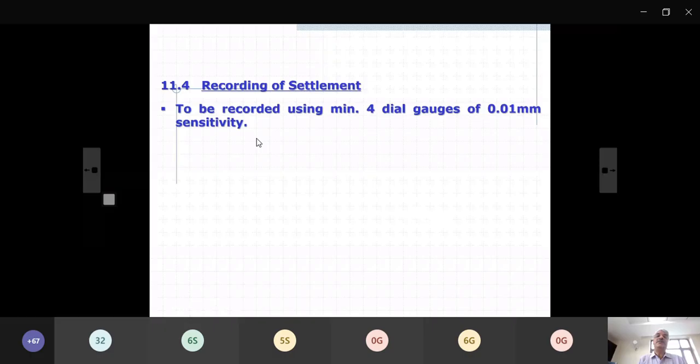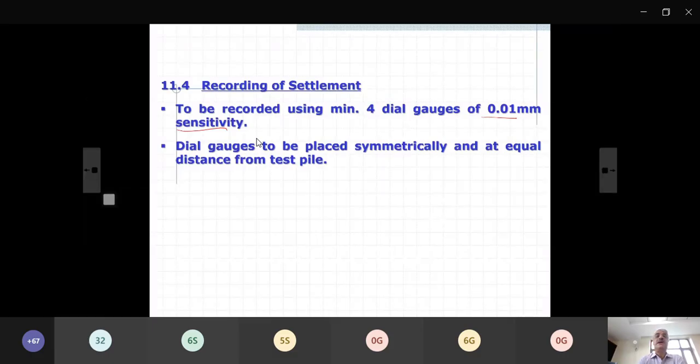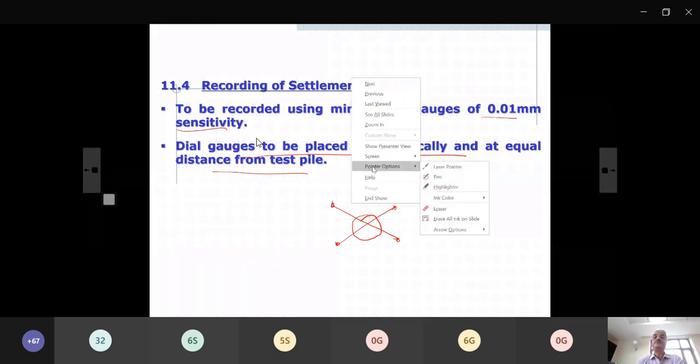Then you record the settlement, and a minimum of 4 dial gauges are used so that any twist effect or something gets averaged out, and their sensitivity or least count is 0.01 mm like any other plate load test. Dial gauges should be placed symmetrically and at equal distance from the test pile. If you see the plan, if this was your test pile, normally you put two, this balancing sort of thing, and you put 4 dial gauges here. So you measure the settlement.